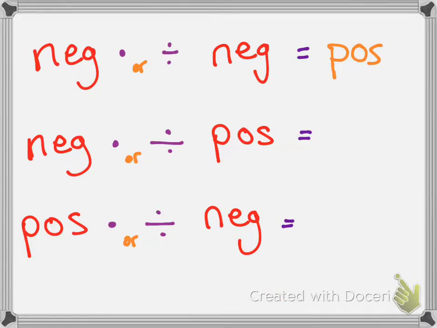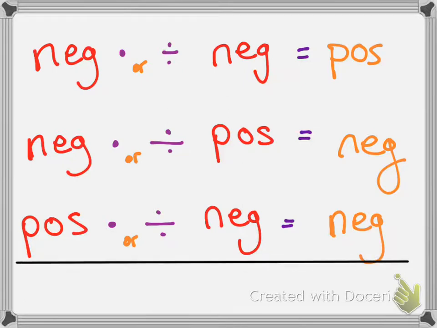What about a negative times or divided by a positive? What's that going to be? Negative. And what about the next one? It's the exact same except I changed the order. Exactly. What I mean by the same is that negative times positive, positive times negative, whatever it is. Same exact thing. So those two are negatives.